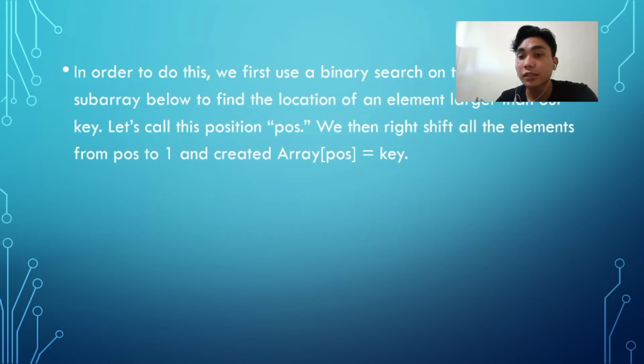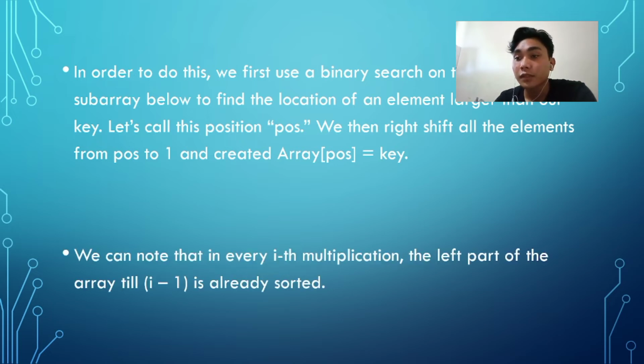In order to do this, we first use a binary search in the sorted subarray below to find the location of an element larger than our key. Let's call this position pos. We then right shift all the elements from pos to i minus 1 and set the element at pos equal to key. Then so on and so forth.